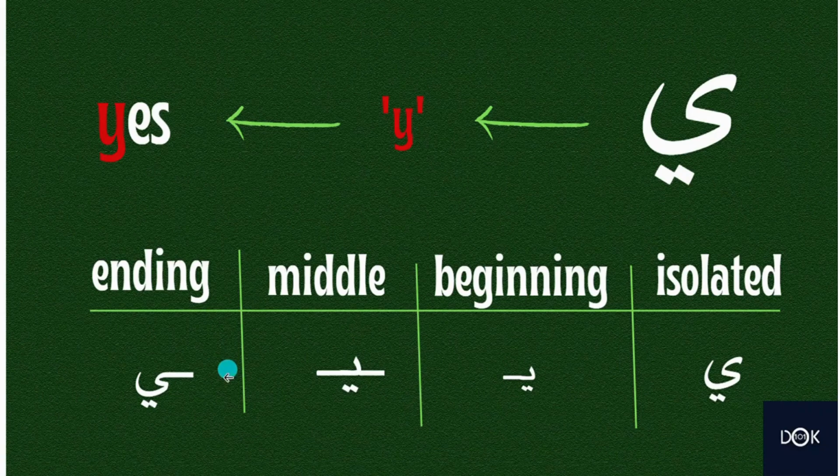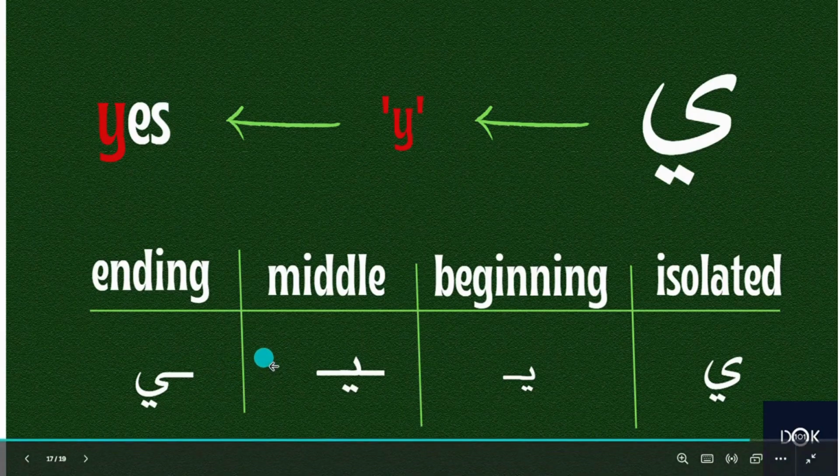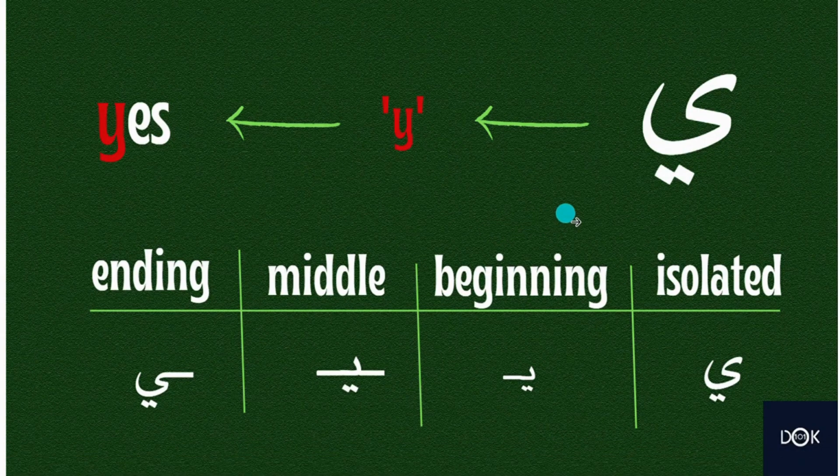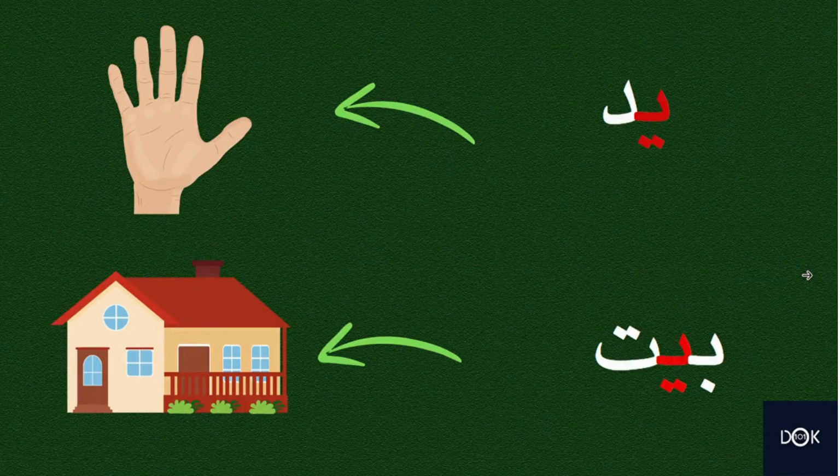And at the end, it looks like a duck to me. It is connected to the letter before it, or it can also be in an isolated form. Again, I'm repeating, all the letters in Arabic can be found in an isolated form at the end. All right, so let's have a look at the examples for the letter Ya.